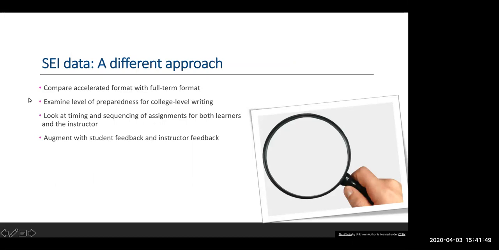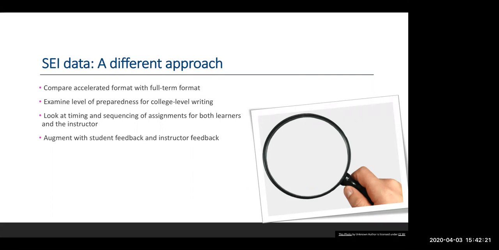So what we might do in this situation is compare participation and grades and student evaluation of instruction, all that, from the accelerated format with the full term format. That would help us to drill down a little bit and start to get a sense of, is it due to the fact that it's an accelerated format? Also look at the level of preparedness for college level writing for the students. So in these writing intensive courses, of course you're writing a lot, and are you prepared to do that level of writing and to do that amount of it within a short period of time?